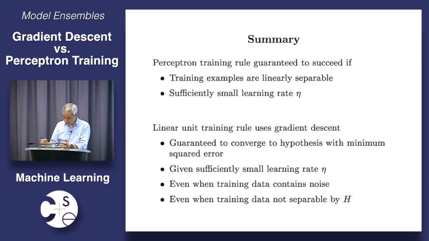So, the bottom line is we still have this issue of the learning rate, right? We have this big advantage that we are tolerant with respect to noise, and we're tolerant with respect to the decision surface not even being a straight line or a hyperplane, okay?